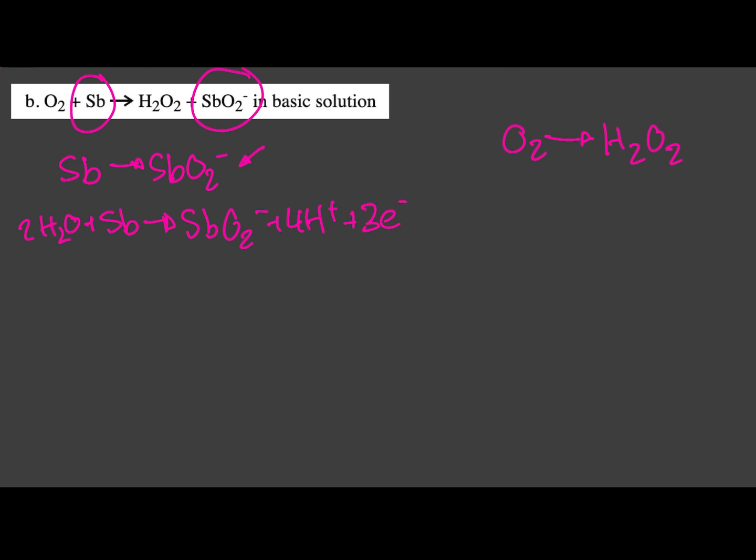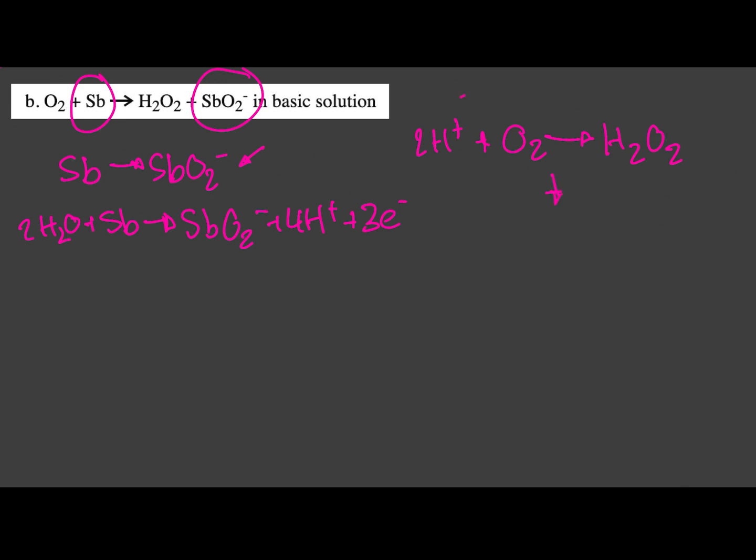Since the O's are already balanced and we don't have any key elements over here, we can see there are 2 O's on this side and 2 O's on this side, so we can move right on to the hydrogens. There are 2 hydrogens on this side, therefore we're going to have to add 2H+ on this side.